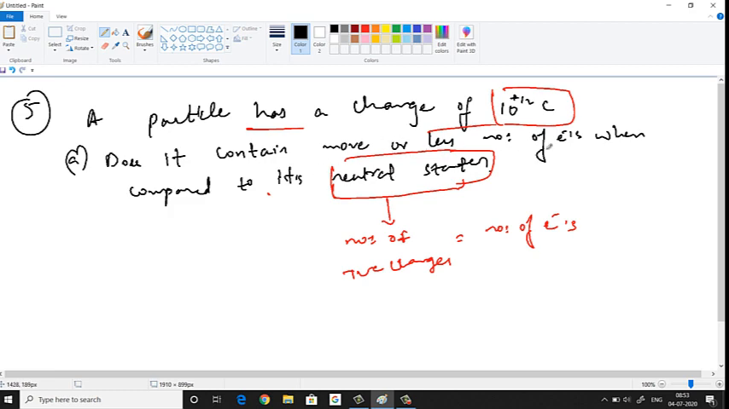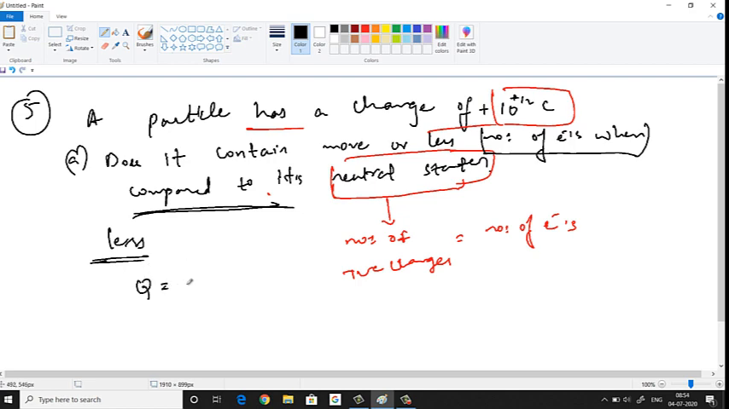Does it contain more or less number of electrons when compared to its neutral? So the charge is positive. That means we removed electrons. When we remove electrons, the number of electrons should be less or more? Should be less, obviously. Now how much less? So let us see that.